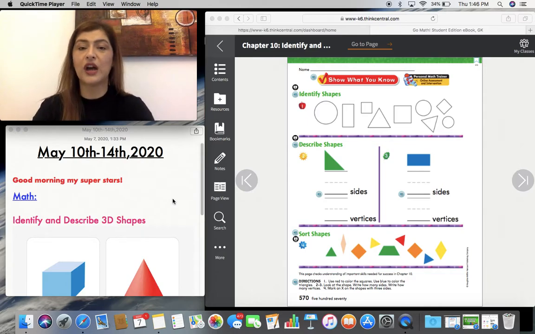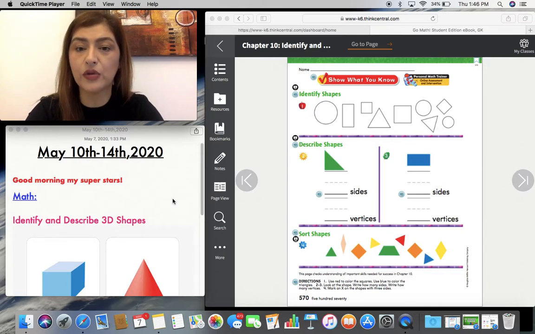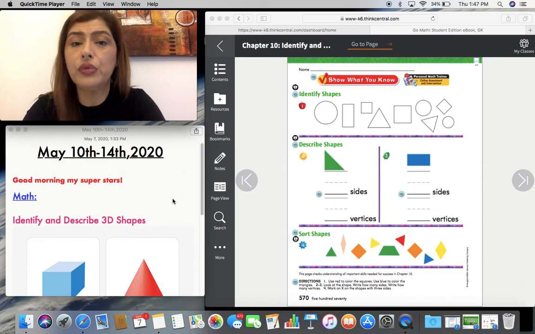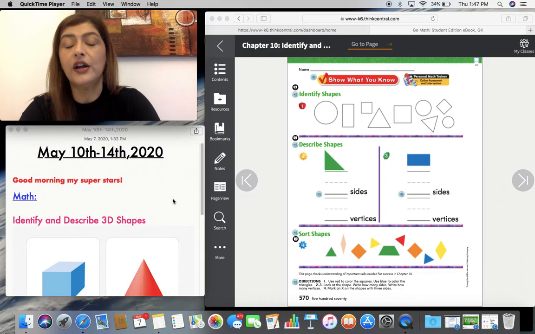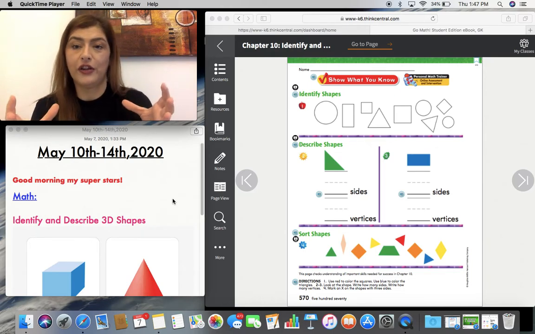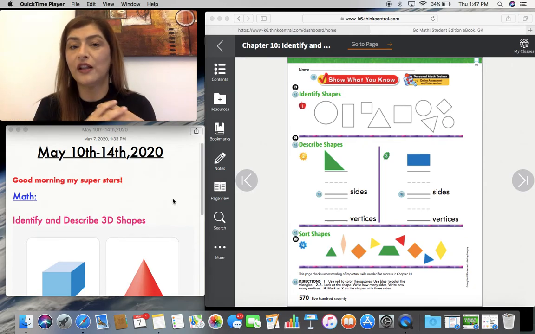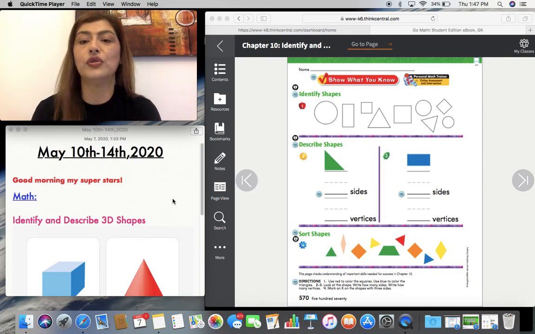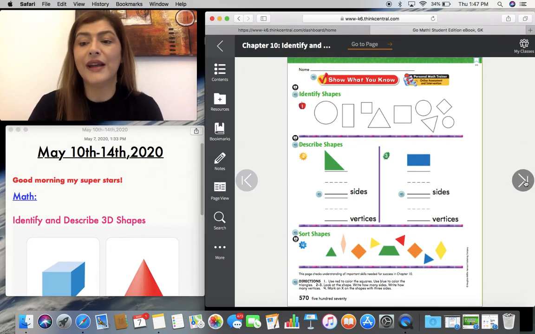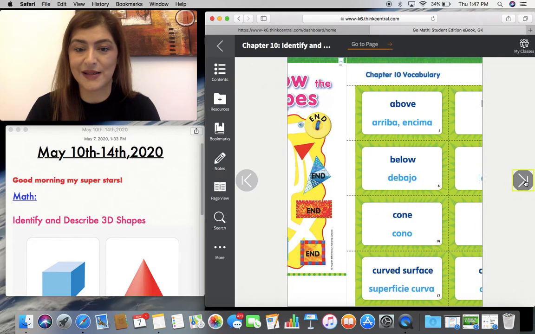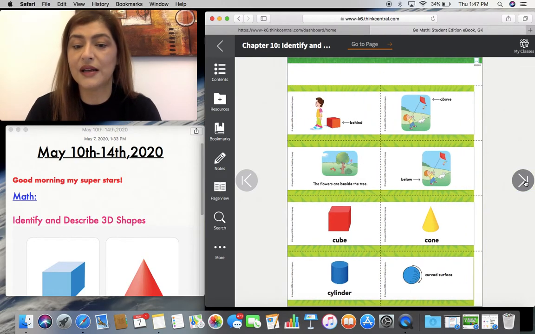So I told you that we are going to learn about 3D shapes. Now 3D shapes are also shapes, but they are different than the regular 2D shapes. You can feel them. You can find them around you in your environment. And they move in different ways. So, let us look here. Do you realize anything? Do you know any of these shapes?